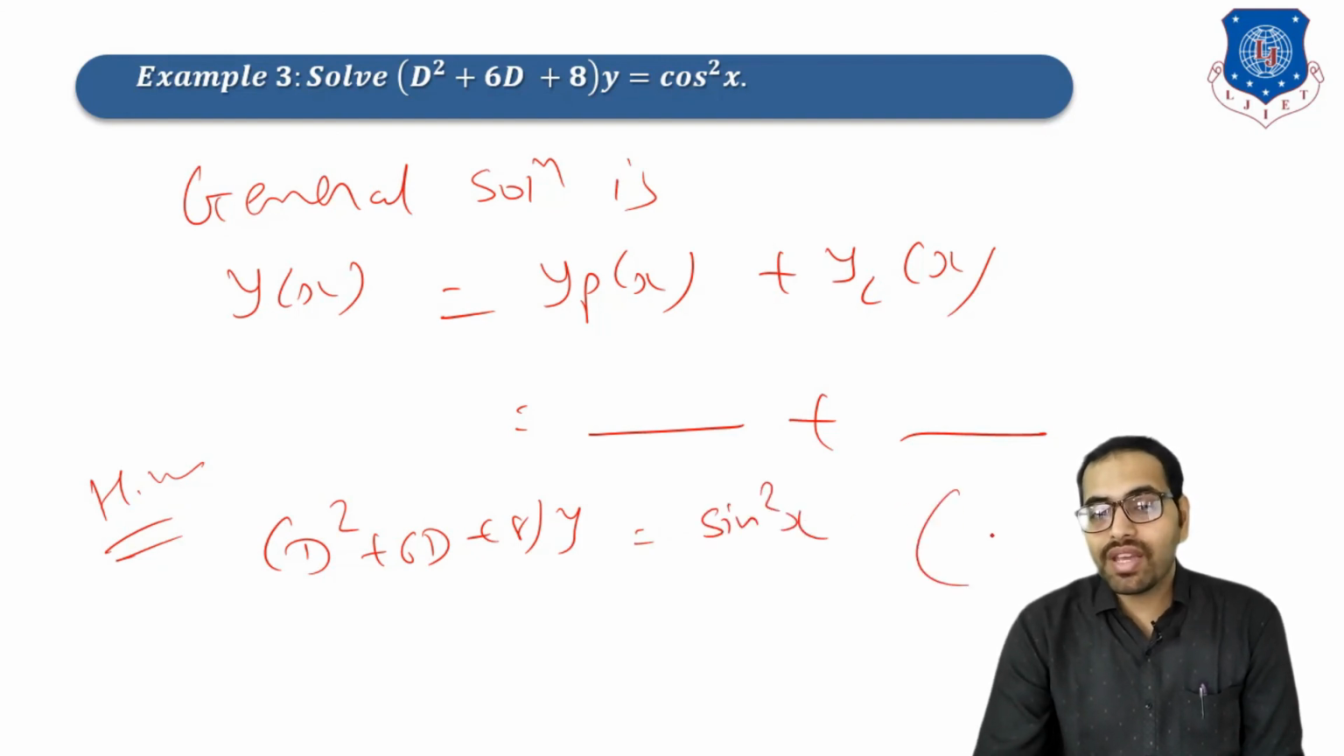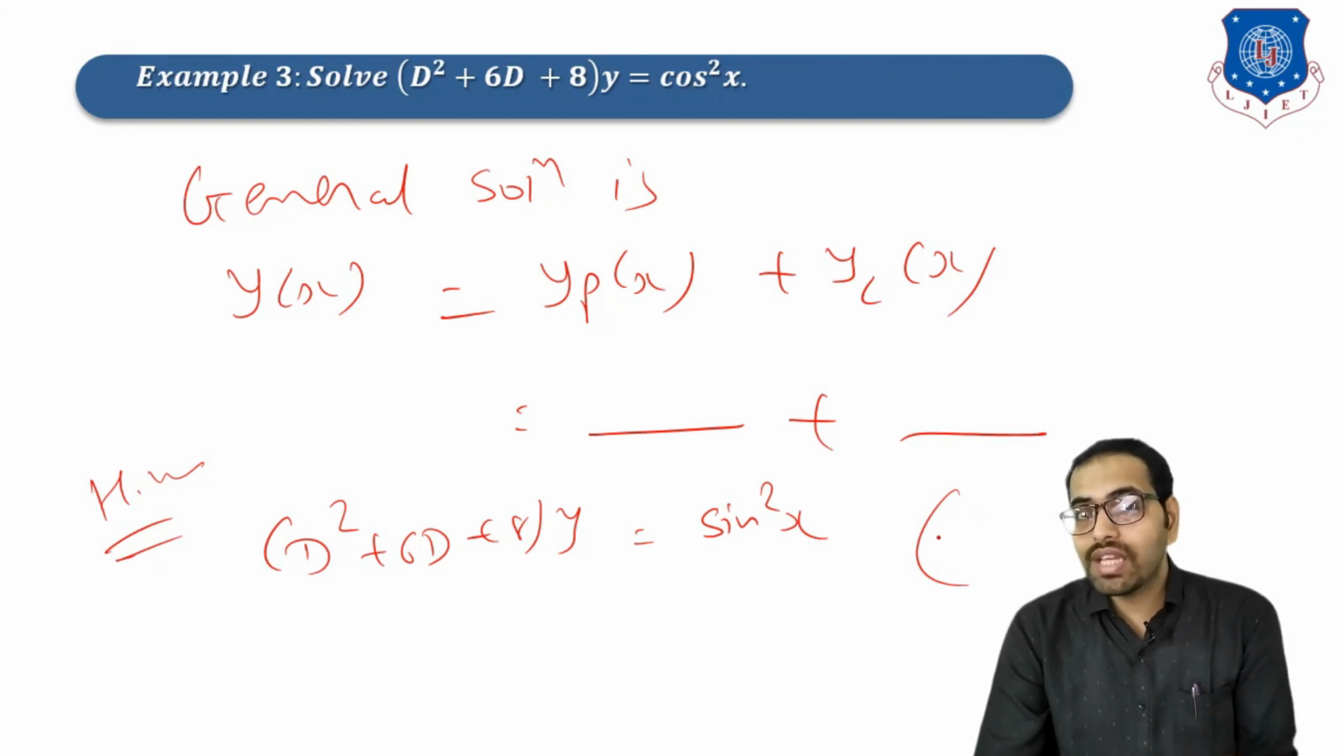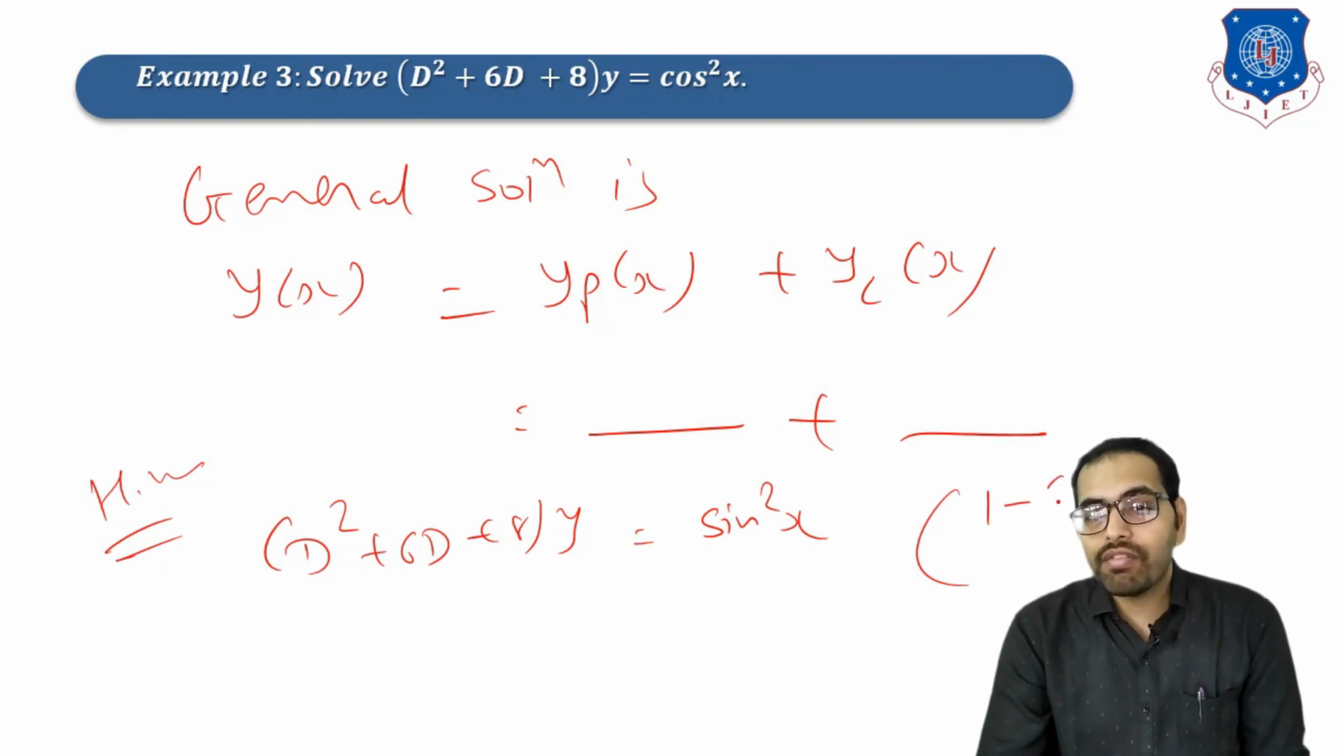See, homework: the same example you can ask in a university exam, like here sin square x. Then for sin square x, what do we have to do? We cannot solve it directly. For that, with the help of the trigonometric function, we apply 1 minus cos 2x by 2.